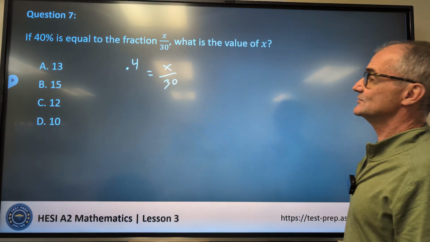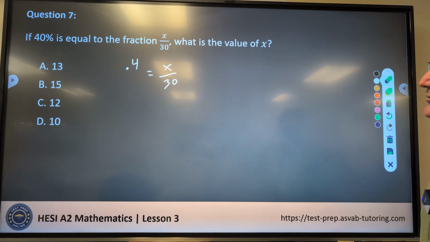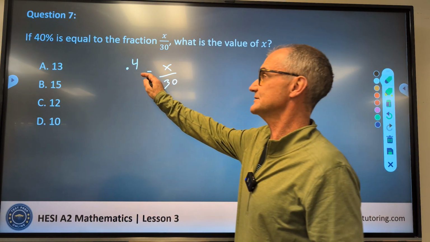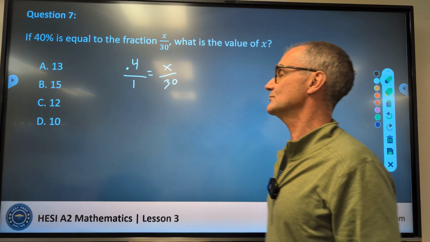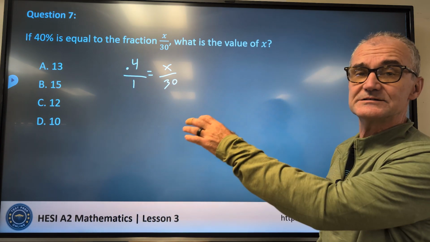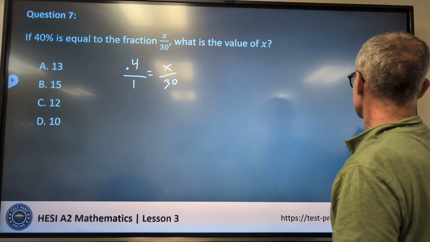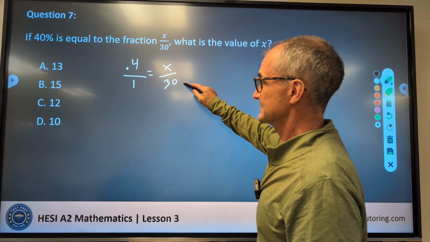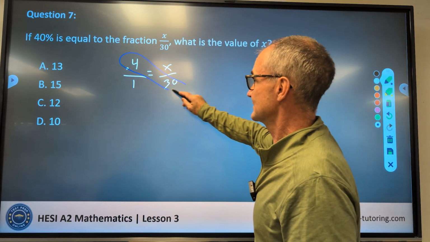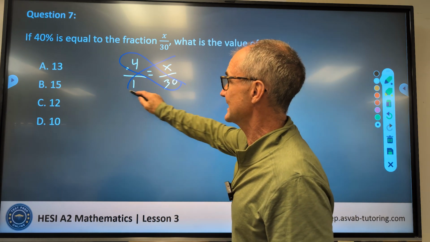What is the value of x? So 0.4 is equal to x over 30. That's the same thing as 4 over 10 or 0.4 over 1. One ratio equal to another ratio is called a proportion. I could cross multiply there. So I could take this times this and set it equal to that times that.